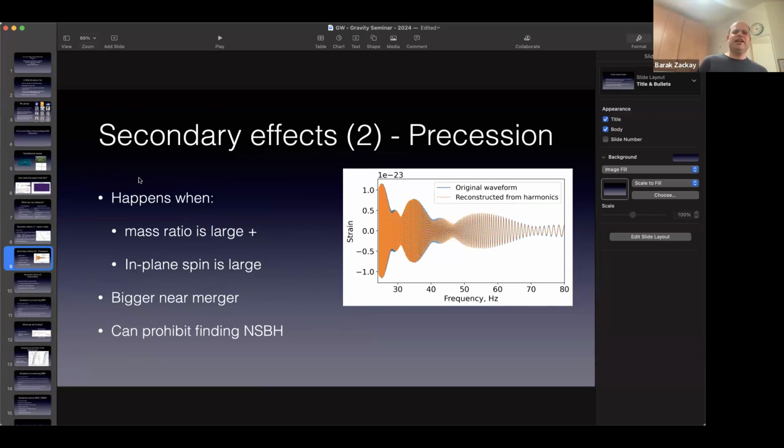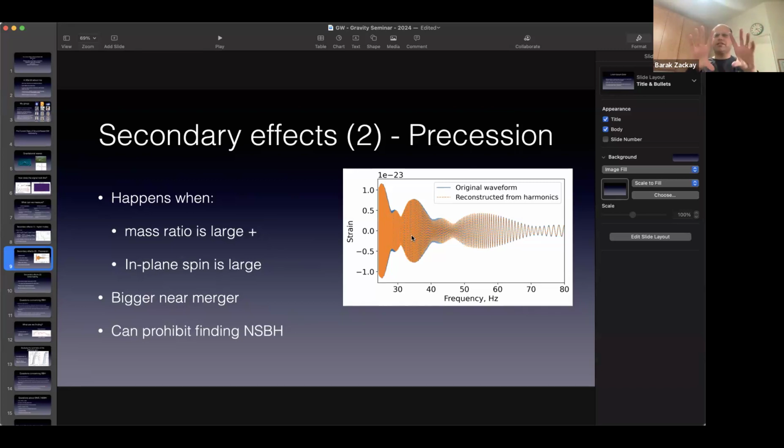No answer. Okay. And so there's another secondary effect, which is called precession. Okay. So what is this? So first of all, I wanted to look at the signal. So instead of being a beautiful standard chirp in which the strain is kind of constant, or maybe a little bit decreasing or increasing with time, but maybe decreasing with frequency.